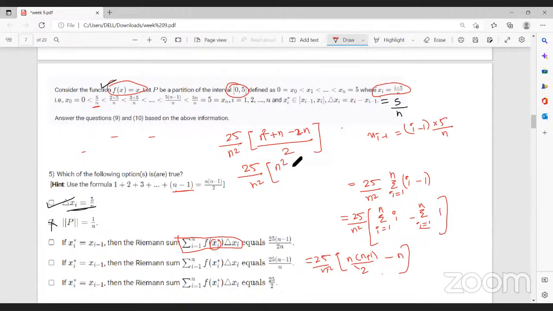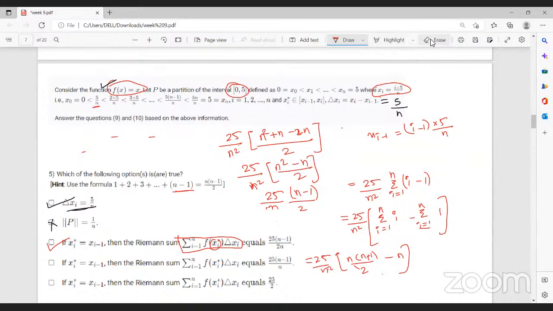So I'm writing one more step here. That is minus n by 2. Now I'm taking n outside. So n square will cancel. So it will be 25 by n minus 1, and 2 will be there. So it will be 25 by 2 and n minus 1. So I think this is the correct one, 25 by 2 and n minus 1.